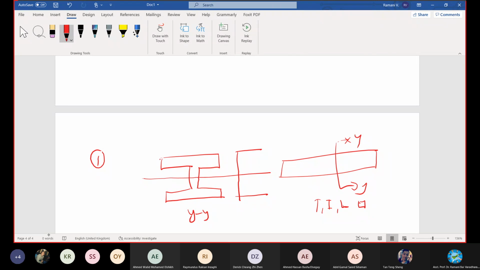Imagine the member is loaded like this, and it is subjected to loading like this. What will be the top portion? Is it compression or tension? First of all, answer me. Compression or tension on the top flange member? Compression. Very good.